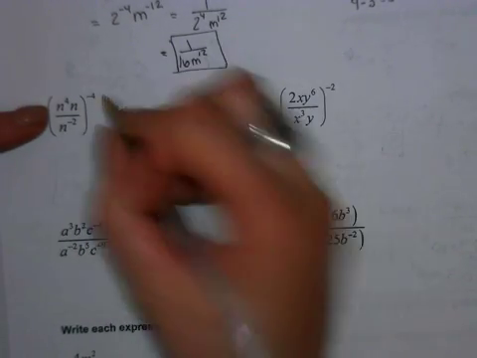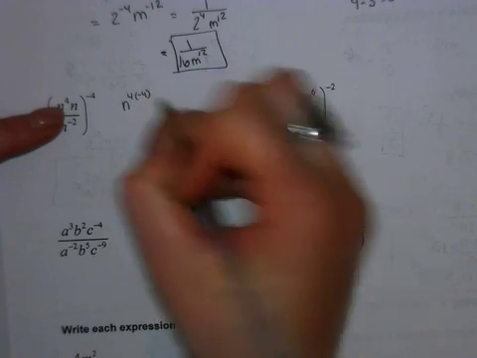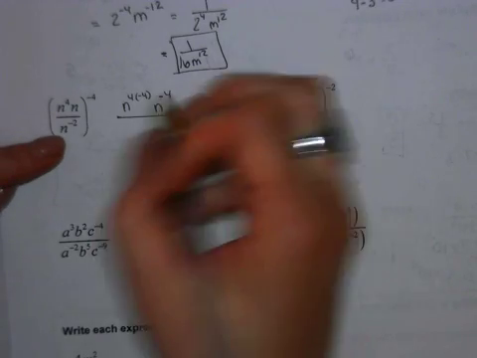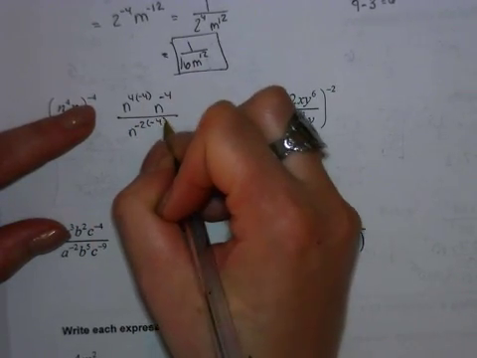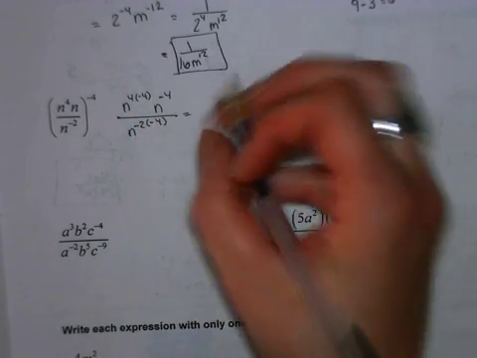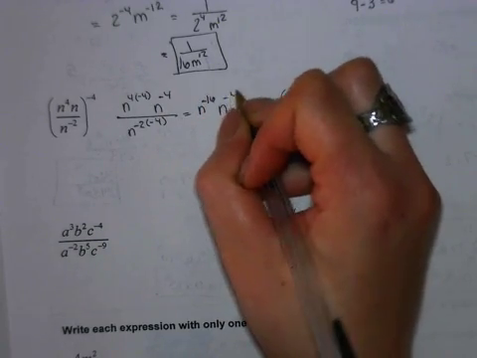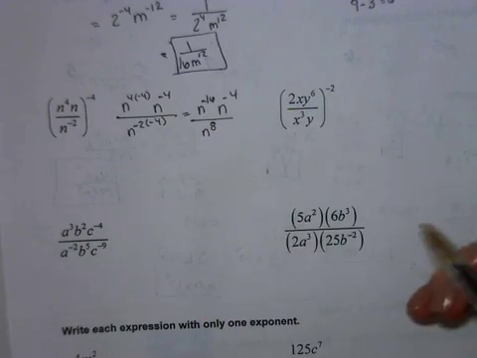Here we have our quotient raised to another power, so we have n to the fourth raised to the negative fourth power, so we multiply. N to the negative fourth power divided by n to the negative second power raised to the negative fourth, so we multiply. So n to the 4 to the negative fourth is really n to the negative 16th, n to the negative fourth divided by n to the positive 8.